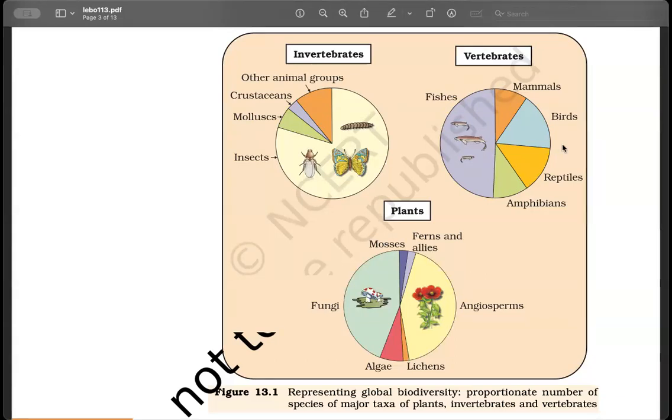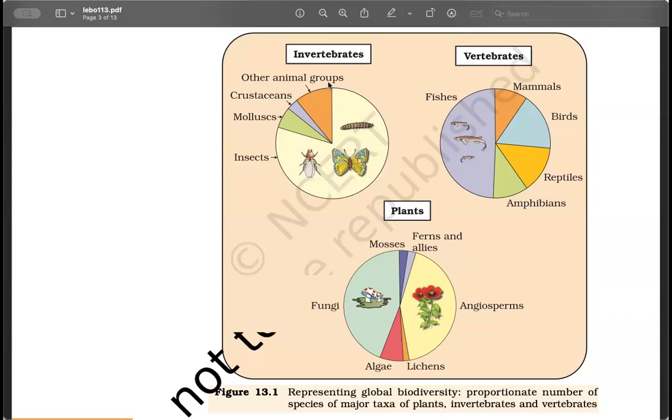So what are crustaceans? Crustaceans are organisms in water, mostly in water, which have a shell. So shelled organisms of the water, like crabs, lobsters, prawns, they are all crustaceans. You must have studied about this in class 11th, right? Remember the classification chapter?